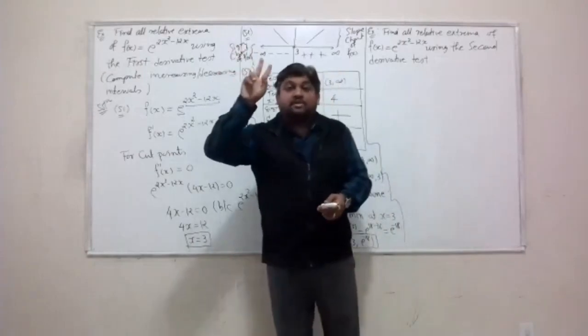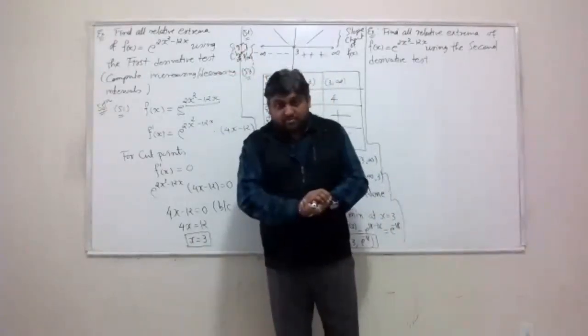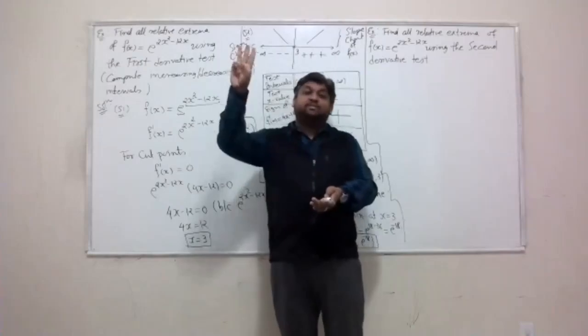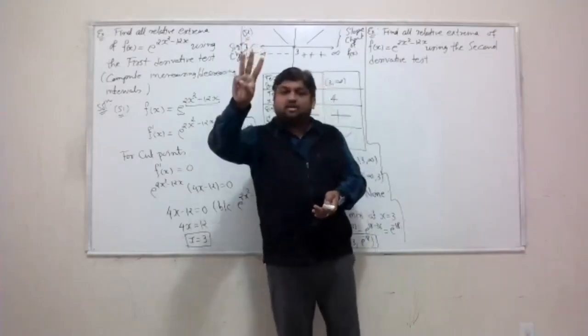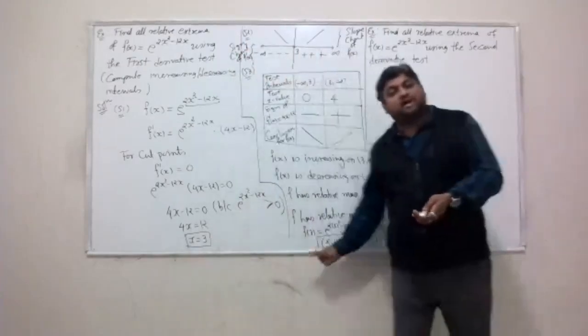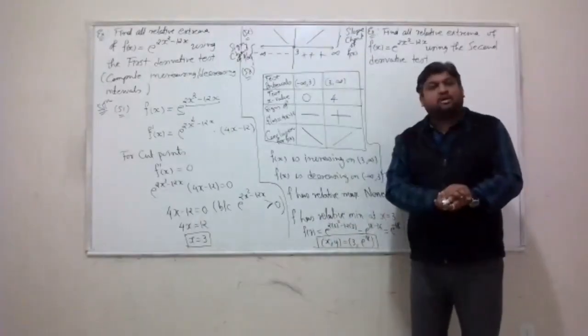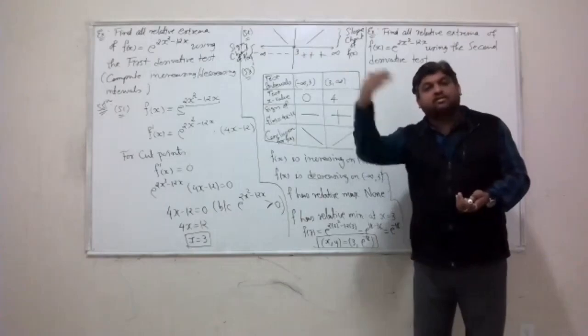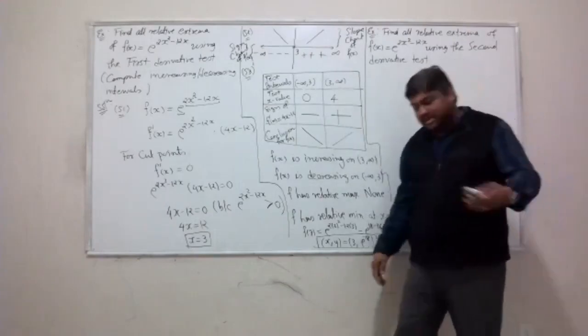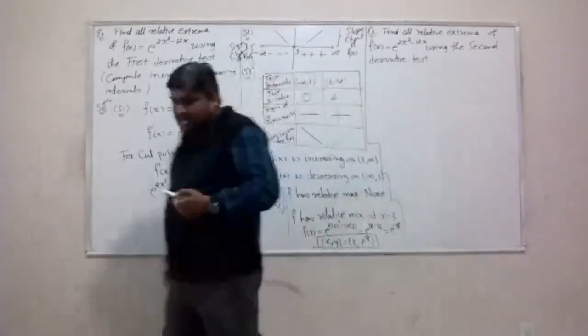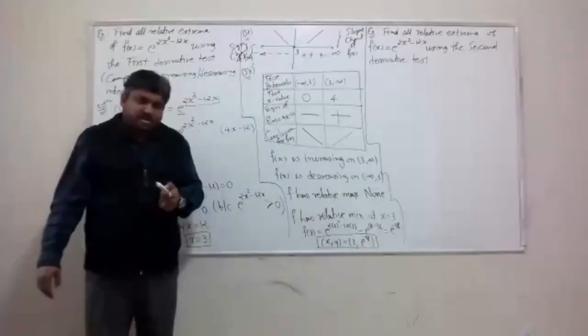Step number 2, compute the second derivative of your function, right? And then step number 3, one by one, throw the cut points of f prime into the second derivative, check the sign of the outcome, and based on the sign, decide whether your function has a max or min at the cut point of f prime, right?